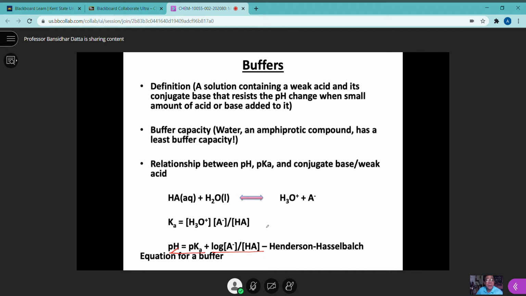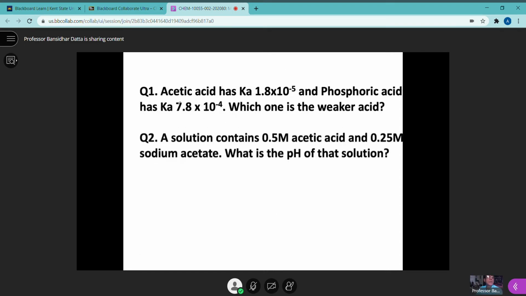Let's solve some problems, like an example of this. Just wait. Now, let's go to question number 1. Acetic acid has Ka 1.8 times 10 to the minus 5, and phosphoric acid has Ka 7.8 times 10 to the minus 4. Which one is the weaker acid?